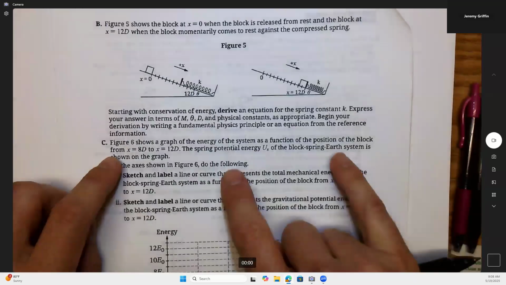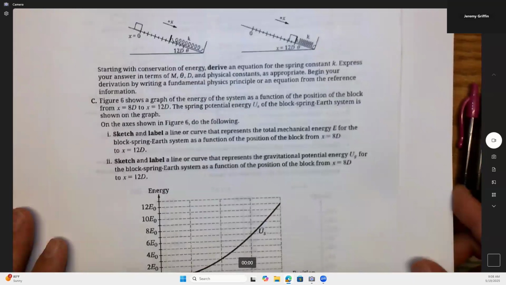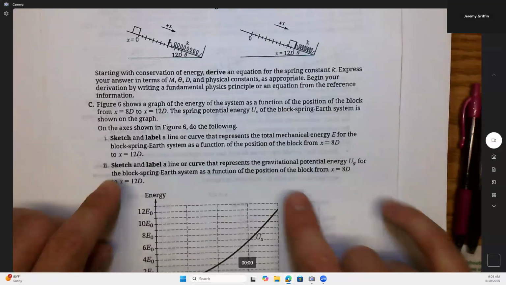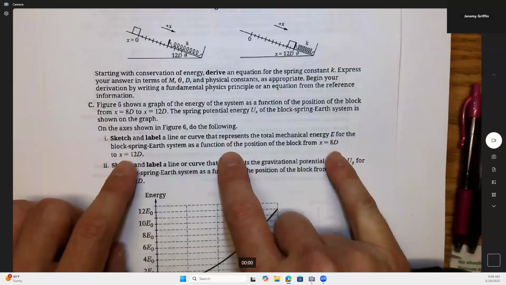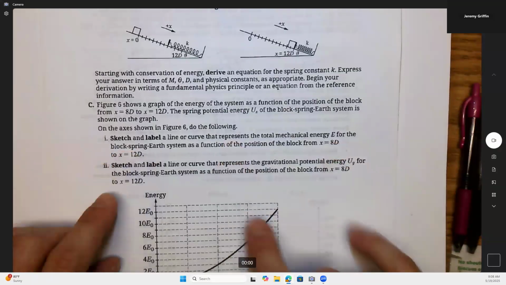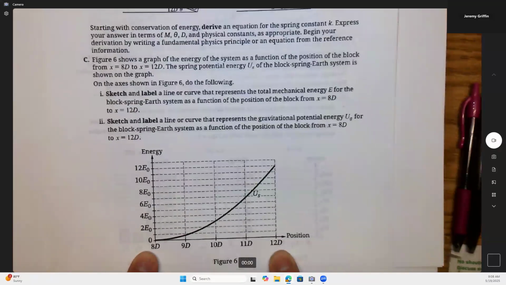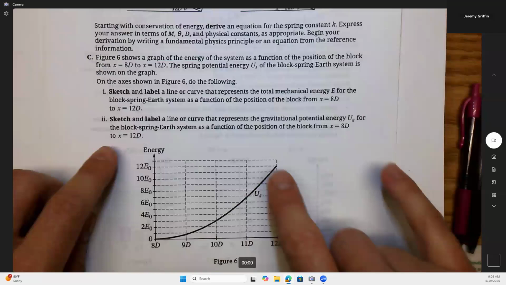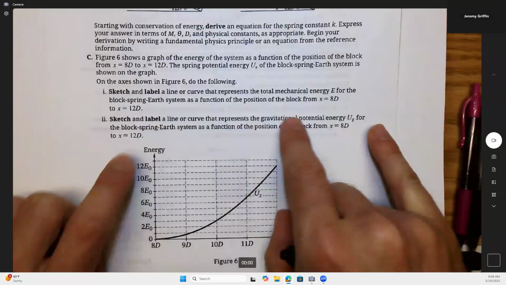Figure 6 shows a graph of, yeah, this gets fun, energy versus position. They want you to sketch and label a curve to represent the total mechanical energy of the block-spring system as a function of distance. And notice they only went from 8D to 12D. You see they only went from 8D to 12D? And then also, let's do part double A, throw this in here too, to represent the gravitational potential energy.